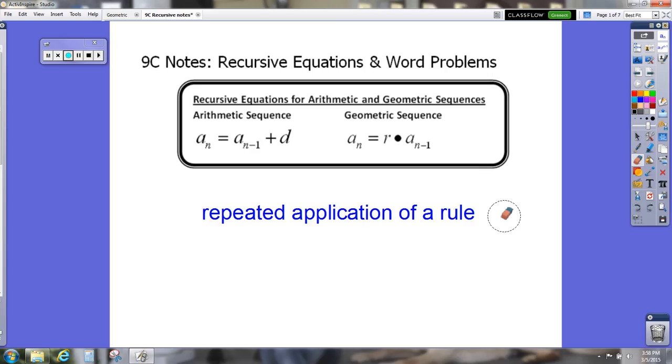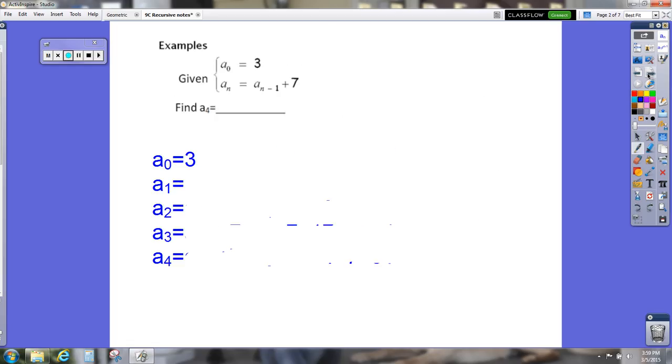So you notice in the arithmetic one, we're going to add a common difference each time, that d. And in our geometric, we're going to multiply by a common ratio. So these forms are a little bit different than the ones we used before. Let's look at a couple of examples. Let's look at an arithmetic one first. I know it's arithmetic because I'm adding 7. That's my common difference.